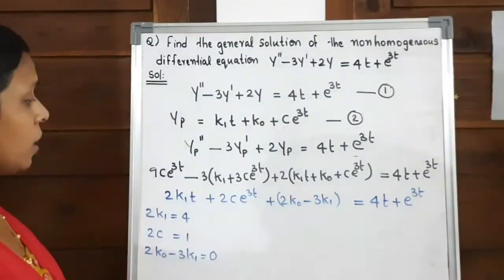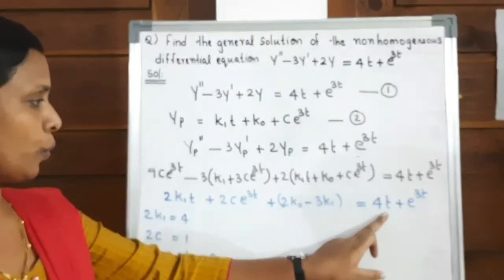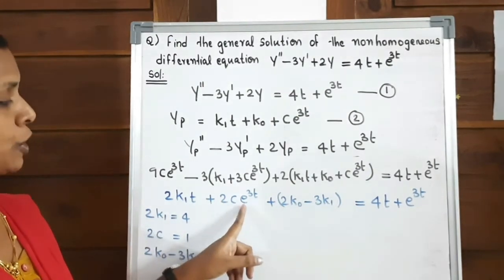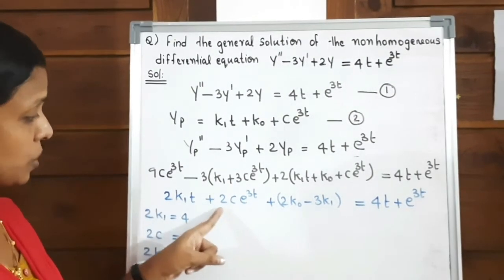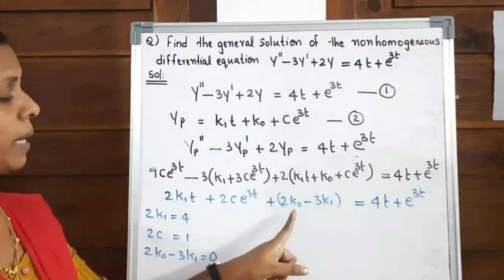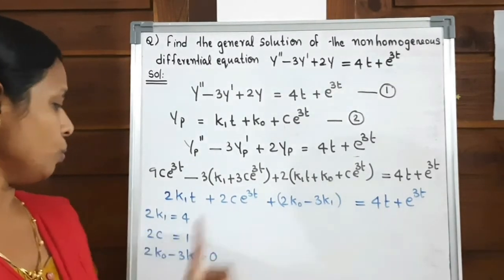Next we compare the coefficient of t. Here the coefficient of t is 2k1, and on the right it is 4. We can write 2k1 is equal to 4. Next we compare the coefficient of e raised to 3t. That is 2c, equal to 1. We can write 2c is equal to 1. Next we compare the constant term, that is 2k0 minus 3k1 equal to 0.